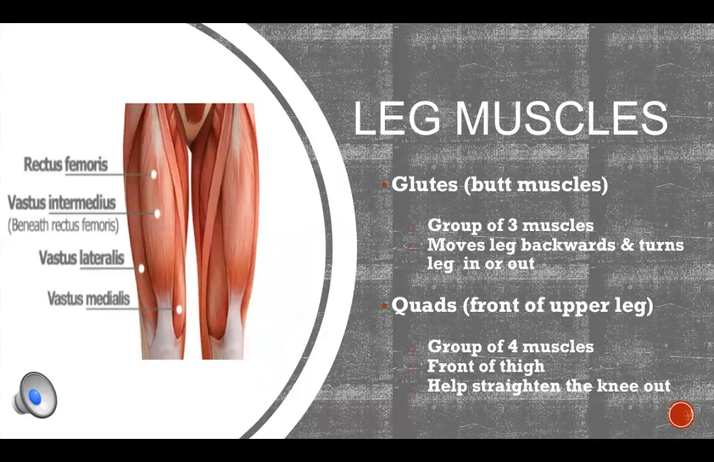Now we're going to talk about the leg muscles. It is important to keep these strong in order to protect the internal structures of the knee, such as the ACL. First, we have the glutes, which are the butt muscles. These are a group of 3 muscles that move the leg backwards and turn the leg in or out. Then we have the quads, which are in the front of the upper leg. They're a group of 4 muscles which help straighten the knee out.